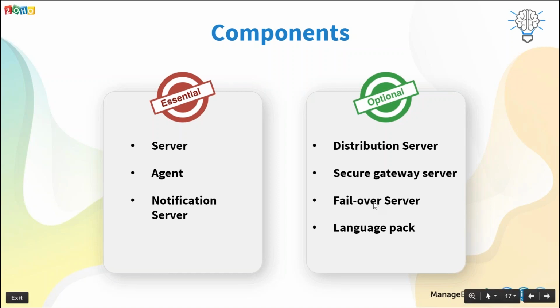The next component is failover server, which is a standby server that works in close proximity with the primary server. If and when the primary server fails, the secondary server will take over the responsibilities of the primary server to ensure continuity in the agent-server communication. Finally, Desktop Central supports multiple languages and you can personalize the console depending on your choice of language with the language pack.